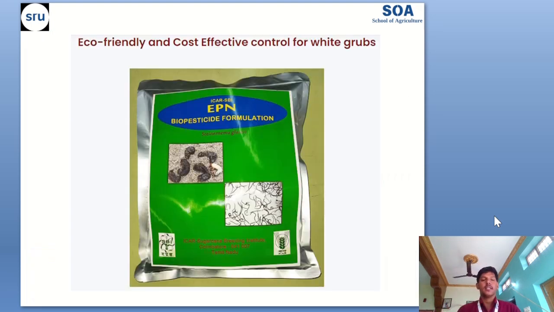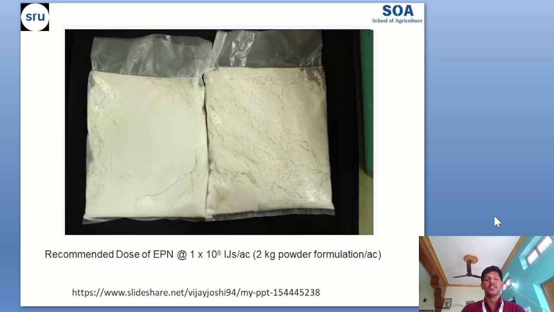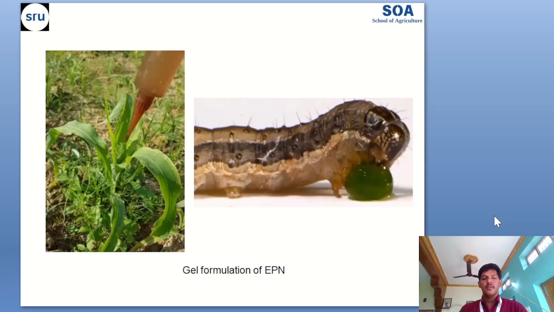See here the eco-friendly powder form entomopathogenic nematode formulation. It is recommended at the rate of 1 into 10 to the power of 8 infective juveniles per acre, that is 2 kg powder formulation per acre. This is the gel formulation of entomopathogenic nematode.